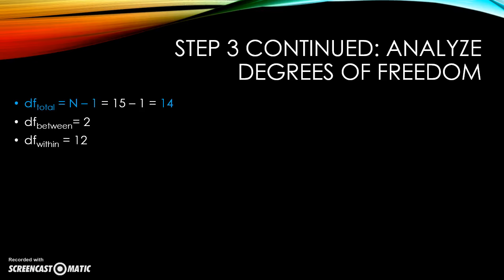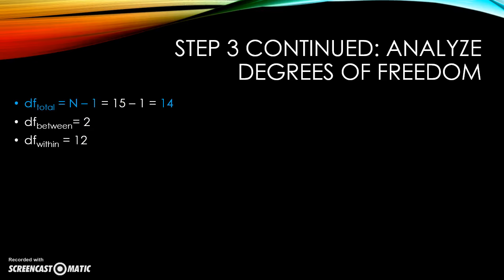The next part of step 3 would be to analyze the degrees of freedom. So we have already found the degrees of freedom between treatments and the degrees of freedom within treatments. We have to find the degrees of freedom total, which is once again shown in blue. To find the degrees of freedom total, you will take the total number of participants, or N, minus 1, and get 14. Then once again, you would state the DF between and DF within again.